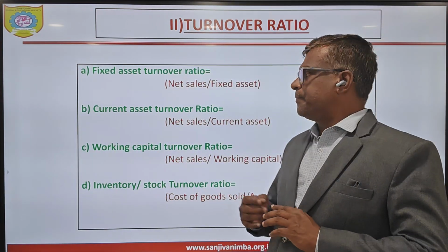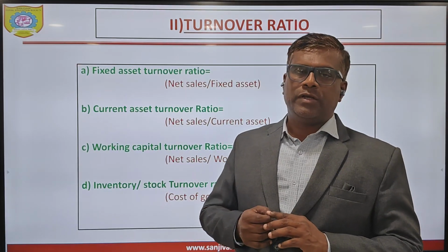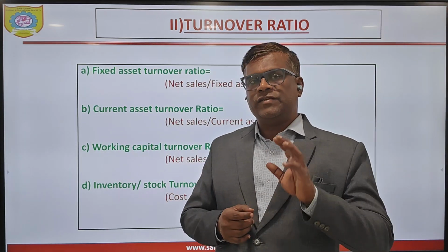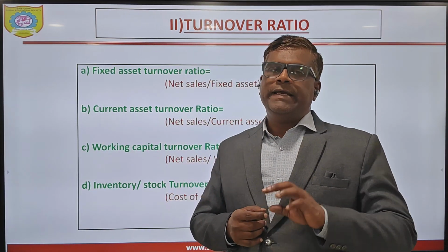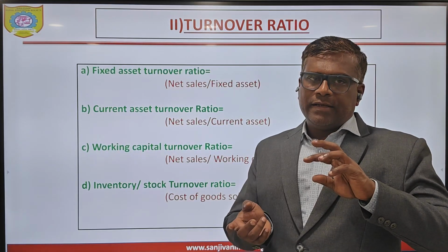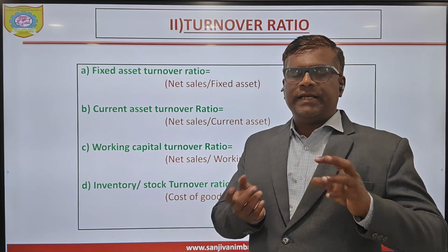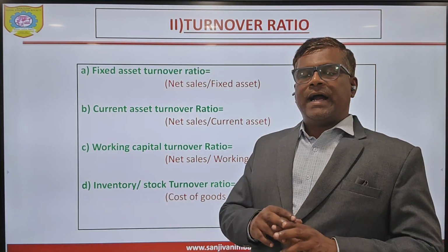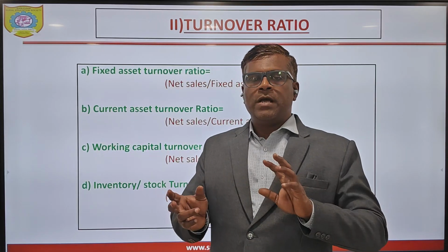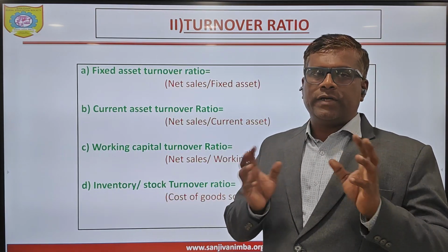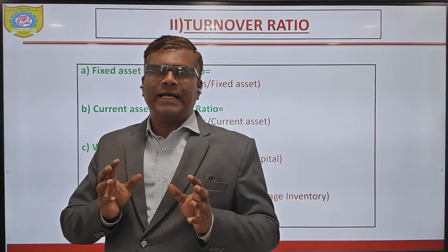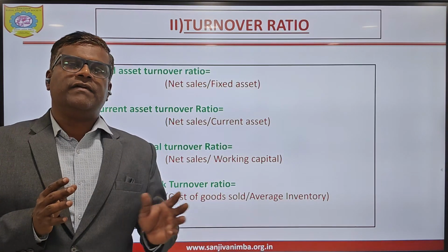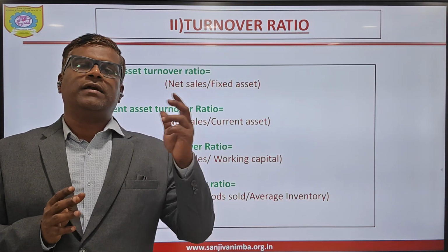Second turnover ratio, current asset turnover ratio. Of course, the formula is net sales divided by current asset. This particular formula will help you in understanding the ability of current asset in generating the sales, or the level of current asset and level of sales. So through current asset turnover ratio, you can understand whether your provision of current asset is sufficient enough to generate the amount of sales that you are targeting.